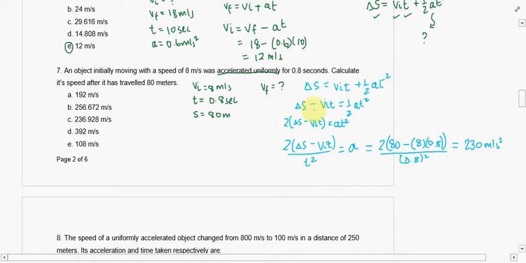Okay, now I can plug it into, let's just use the simplest one, which is the formula which says Vf is equal to Vi plus A t. So my initial velocity was 8 plus 230 times 0.8, and that should give me 192 meters per second, which is answer A.